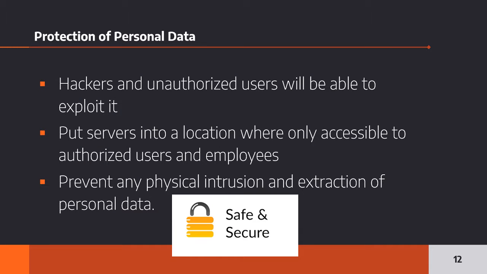And the protection of personal data. Once again, this means hackers and unauthorized users will be able to exploit it. To prevent this, we go back to regulation 1, where we can install an IPS system which will deter and prevent hackers from breaching the company's data. But another way to do it physically is to put servers in a location that is only accessible to authorized users or IT personnel. This way is to prevent any physical intrusion and extraction of any employee's personal data.